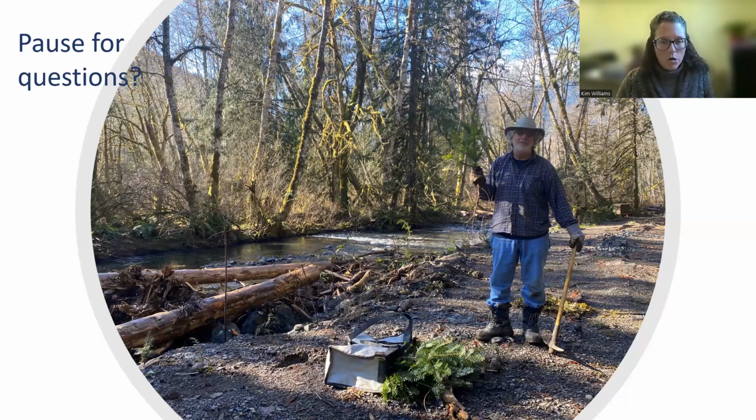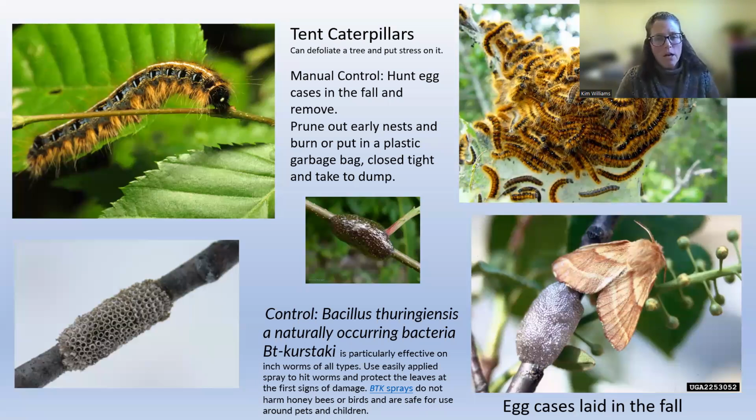Okay, I don't see any more questions, so I'm just going to continue on. We're going to talk about some of the common pests that we see. Tent caterpillars go in cycles around here. Some people say 3 year cycles, some people say 5 years. I say they show up when they show up.